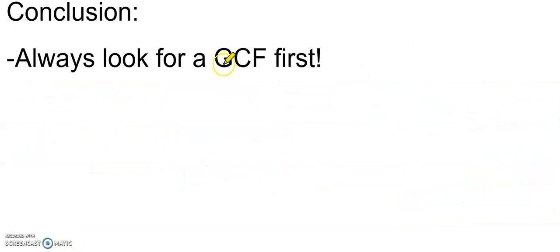Okay, so what we focused on here was greatest common factor. Anytime you are trying to factor, simplify, or solve something, always look for a greatest common factor first. It will make everything else much easier.